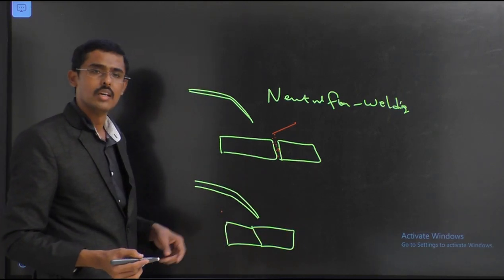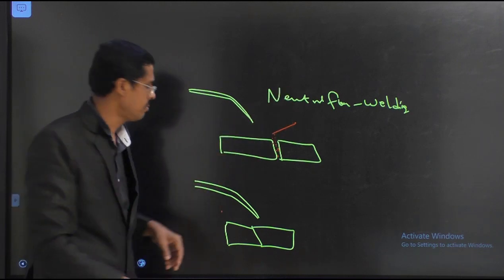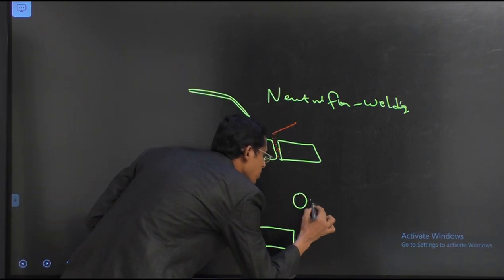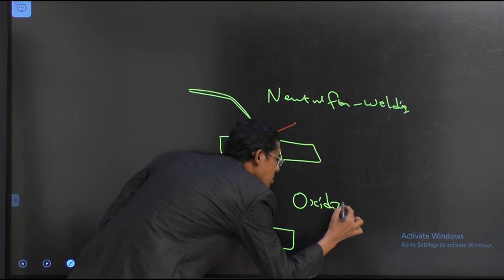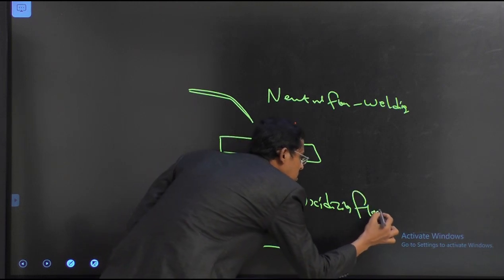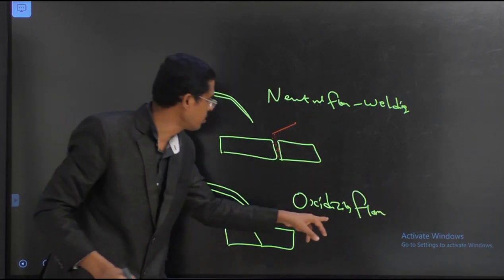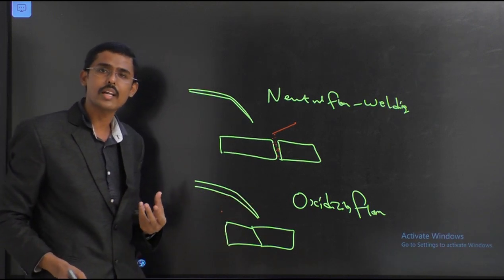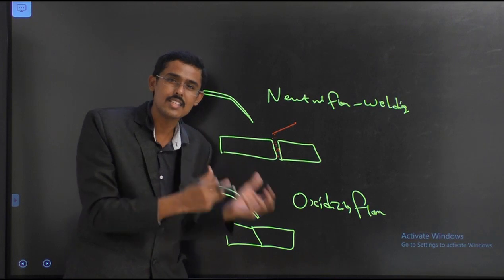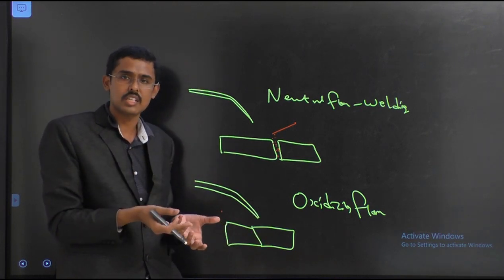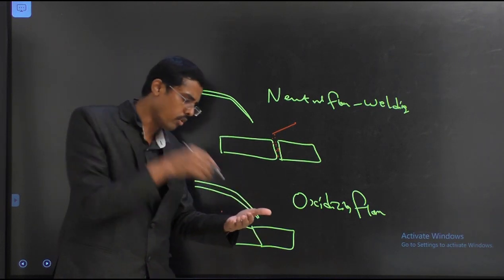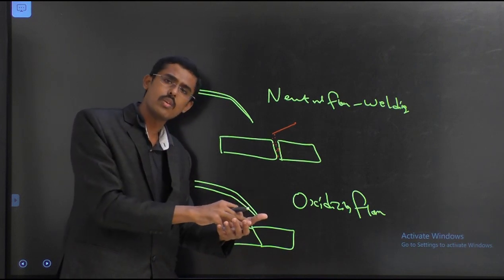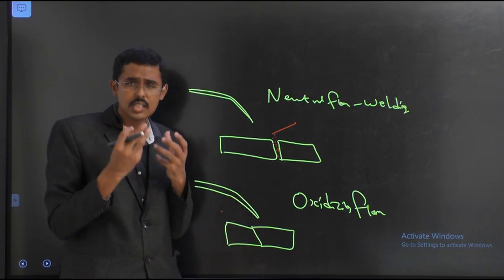So what I am doing here, instead of the neutral flame, I am using the oxidizing flame. We have to see how to change from the neutral flame to the oxidizing flame. So what happens? It oxidizes the material. I am increasing the oxygen content, forcing this oxygen over the workpiece. The oxidizing process happens.